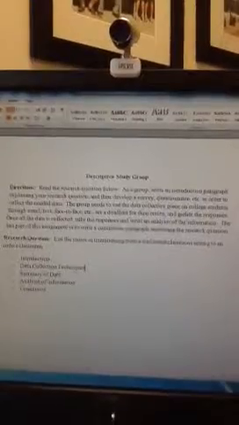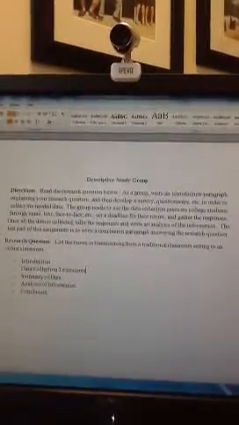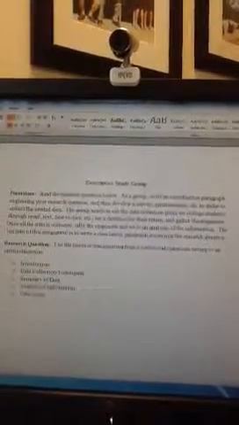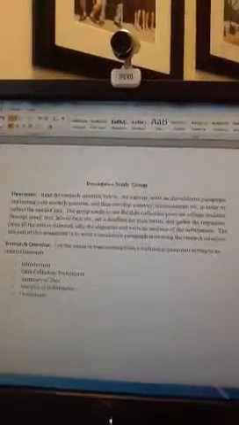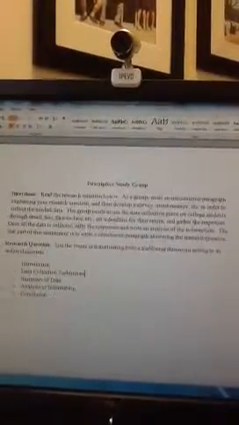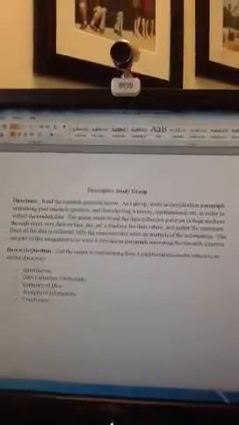So the directions say you're going to read the research question below. And as a group, all 7 of you, you have a new sibling who just appeared after class, so make sure you include her. As a group, write an introduction paragraph explaining your research question. What does it mean? And maybe how you're going to go about finding the information in order to suffice an answer. Then you're going to develop a survey, questionnaire, whatever.